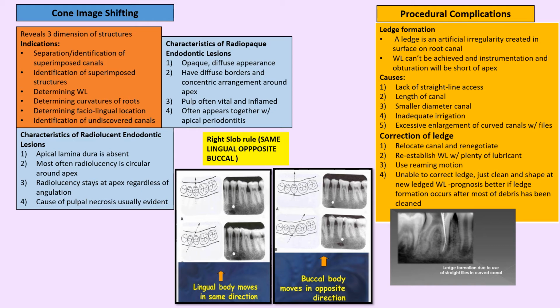You can see some of the procedural complications here, like the ledge, an artificial irregularity that has been created. Achieved instrumentation and obturation will be short of the apex. And lack of straight line access is the most common reason for a ledge to be formed. So you have to relocate the canal, renegotiate it, and re-establish the working length with plenty of lubricant. Also, you can use reaming motions. Let's say if you cannot remove the ledge, you can just fill it up to the ledge level.